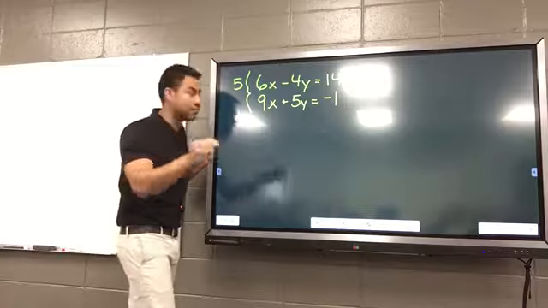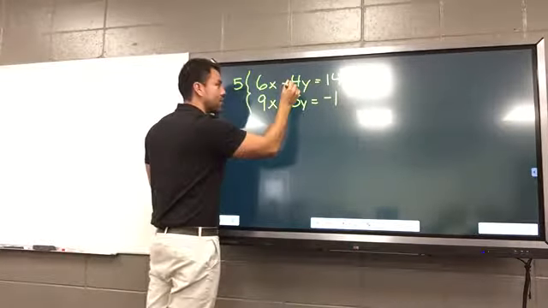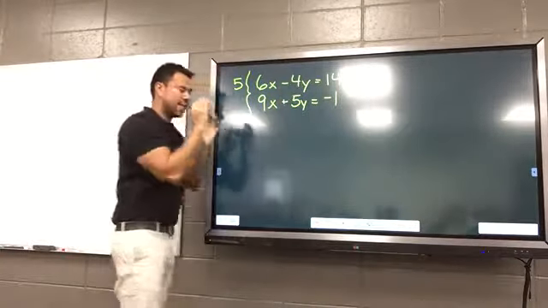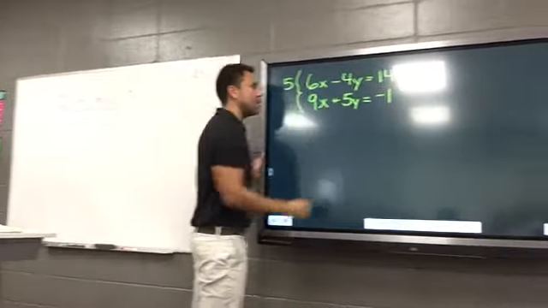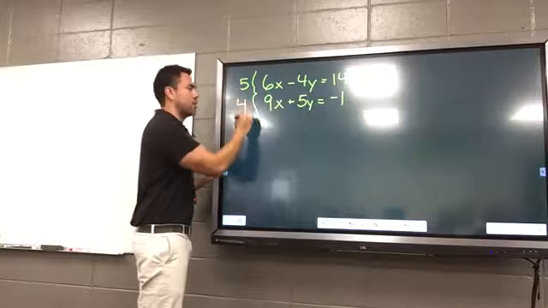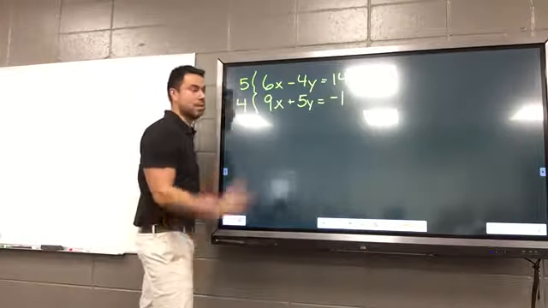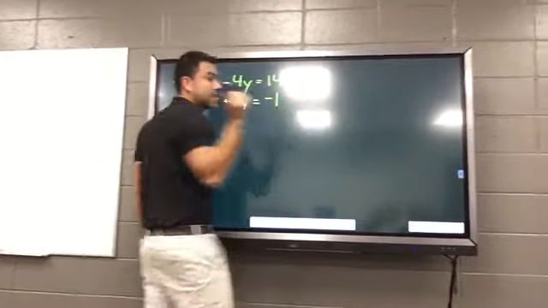Why would I do 5? Because what's 5 times negative 4 going to get me? Negative 20. That's going to get me that special number, which I like. What do I multiply the bottom equation by? 4. Okay, and you're like, that seems pretty random to me. Let's see.